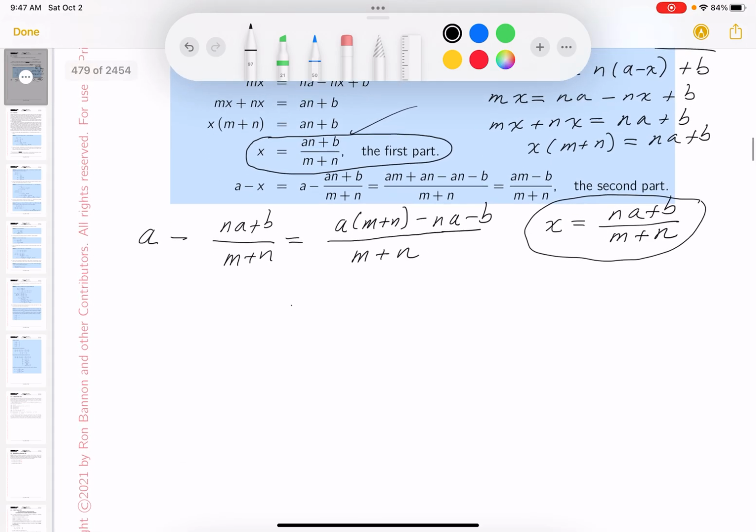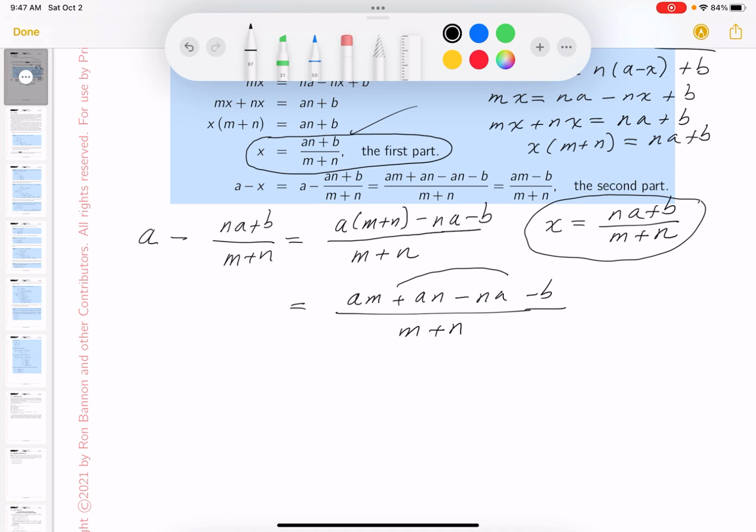We'll look at the key later. What do you get on top? AM plus AN minus NA minus B over M plus N. Now, some people look at this and say, I don't see anything going on over here, but I notice that these are like terms, all right? Now, someone says, it looks really weird. One says AN, the other one says NA.